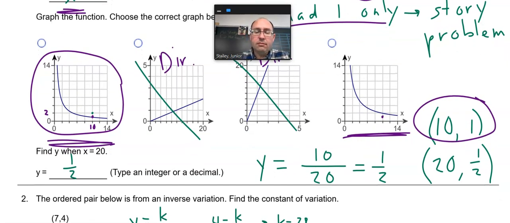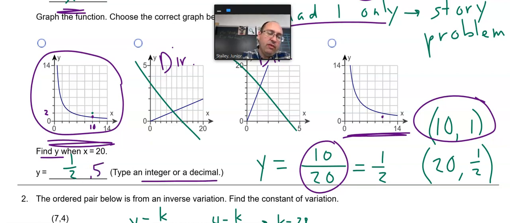Okay. Now it says find y when x is 20. Find y when x is 20. Well, so I went to my equation, 10 over x. I plugged in the 20, and obviously I reduced it to get 1/2. They want integer. Ooh, wait a second. Integer or decimal. Fraction ain't allowed. It'll count you wrong. You want 0.5. Two mistakes in the same question.